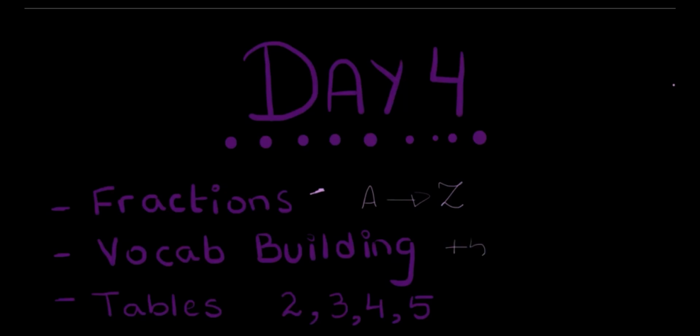Then we'll be adding 5 new words into our vocab journal, and there's going to be a mega test on all the tables of 2, 3, 4, 5, starting from times 1 all the way through to times 20. Let's start by taking the biggest bullet first, fractions.